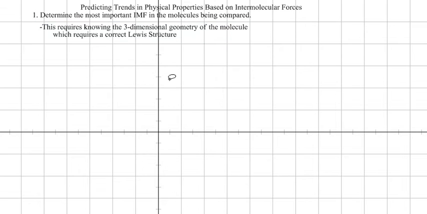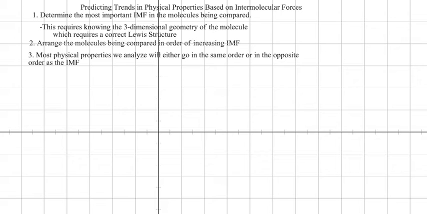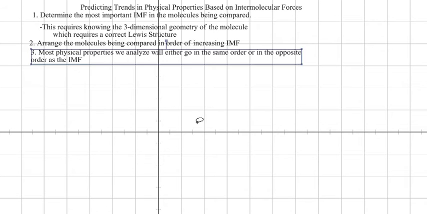This requires us knowing the three-dimensional structure of the molecule, so we're going to have to draw a Lewis structure of the molecule. We're going to arrange the molecules being compared in the order of increasing IMFs, and we want to remember that most of the physical properties, though not all of them that we look at, the trend will either go in the same order or in the opposite order as the IMF.